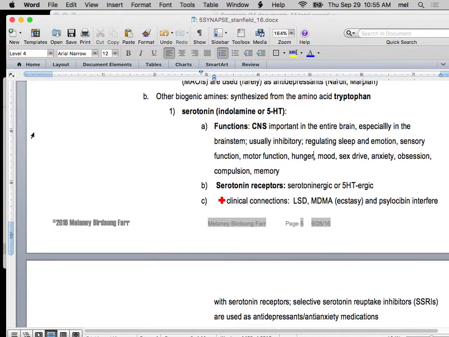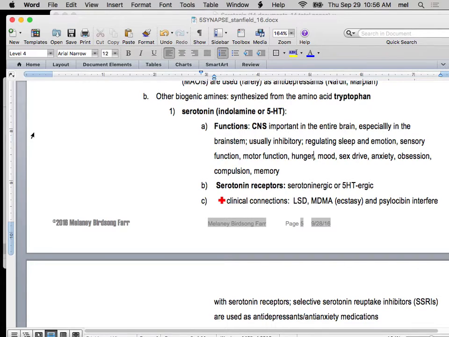Okay, so what are the functions of serotonin? Serotonin does so many different things. It's mostly a CNS neurotransmitter. It's important in the entire brain, both the cerebral cortex and also the brainstem. It regulates sleep and emotion in some of the deeper portions of your brain. It regulates sensory and motor function in the brainstem and other portions of your brain, but it also regulates hunger, mood, sex drive, anxiety, depression, obsession, compulsion, and memory.